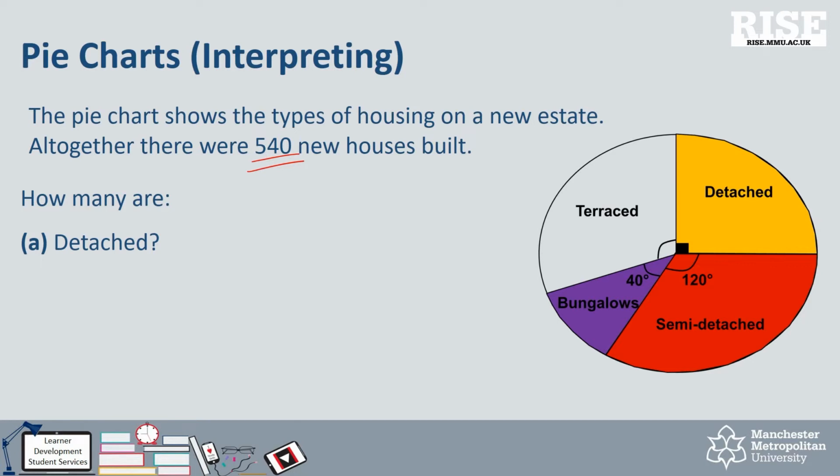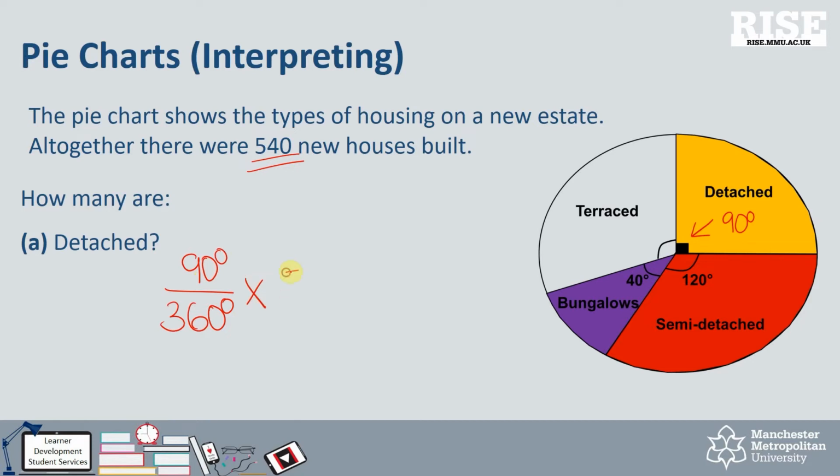I've given the angles of some of them, and I want to know how many houses were built that were of the detached style. In detached, I can see it's got that square which represents a 90-degree angle. Now, the 90-degree angle is out of 360 degrees. The 360 degrees is the whole full turn of the pie chart.